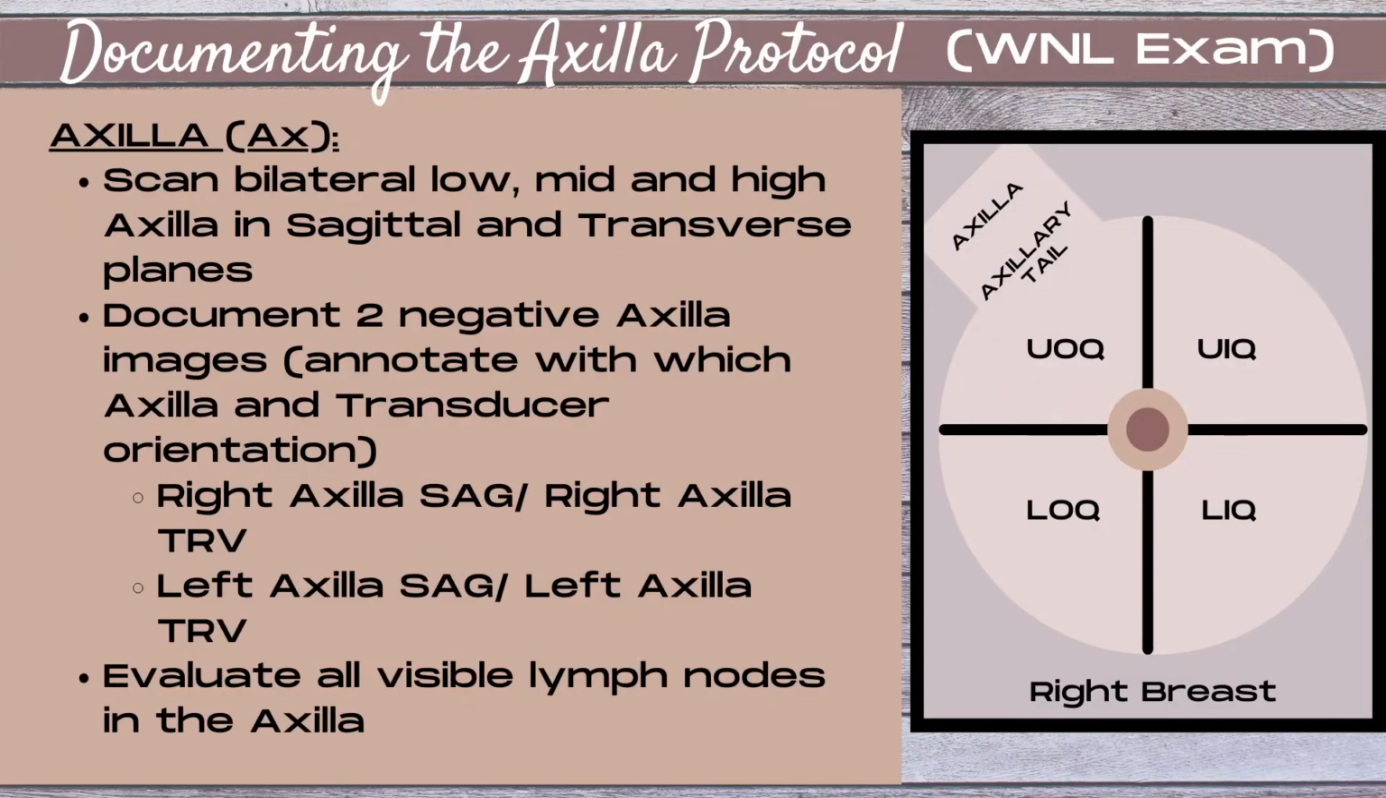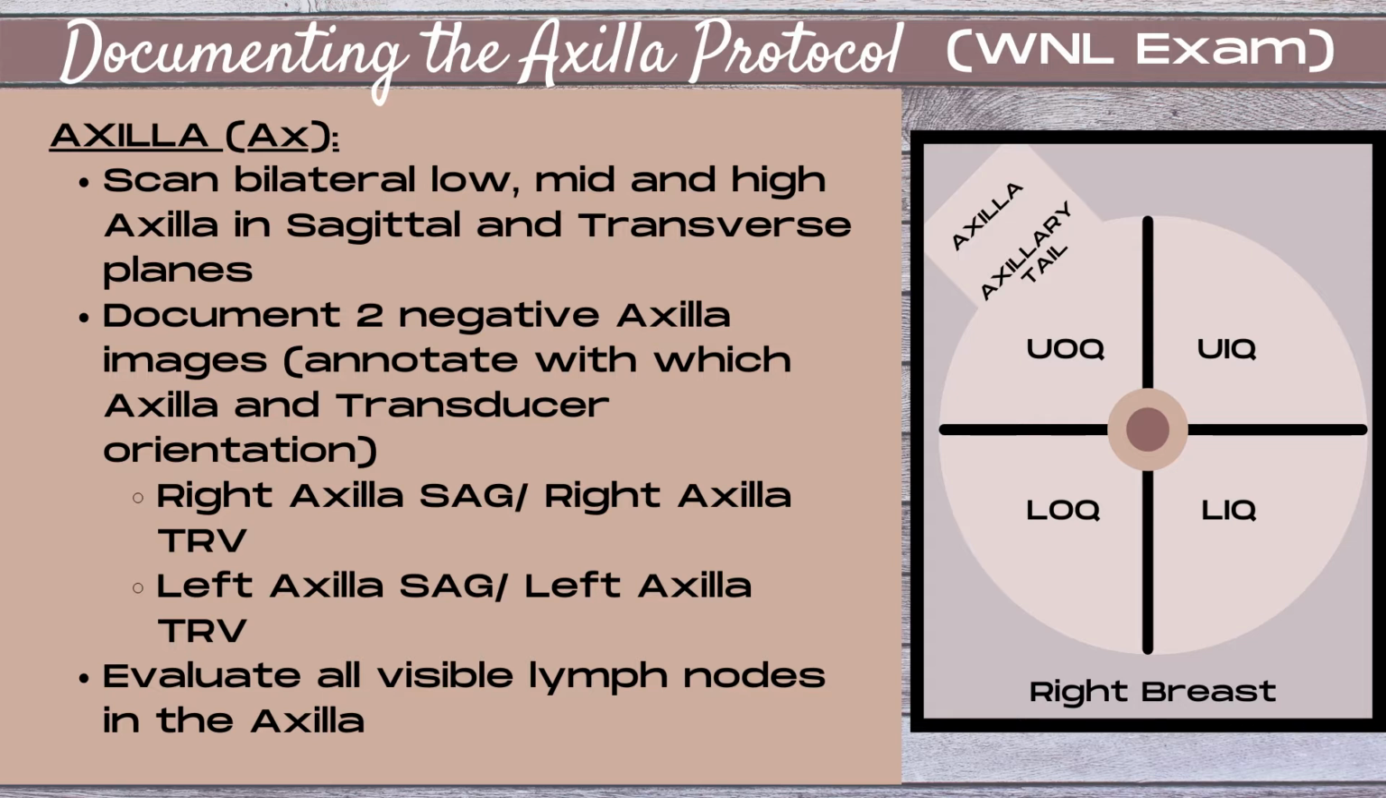The next section we're going to talk about is the axilla, which is abbreviated AX. This is for a normal exam, and that means you've evaluated everything and it is normal. There's no pathology that you've visualized. For the axilla, you want to scan the bilateral axillas in both the low, the mid, and the high axillas. And for the axilla, you want to use the sagittal and the transverse transducer orientations.